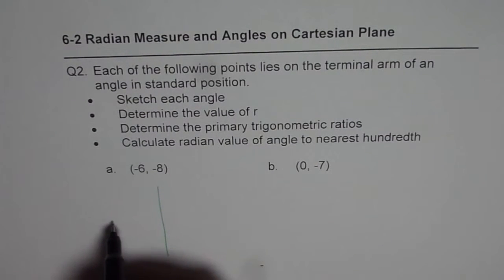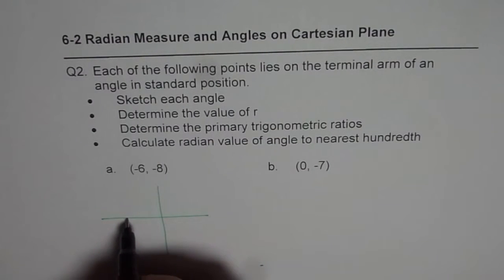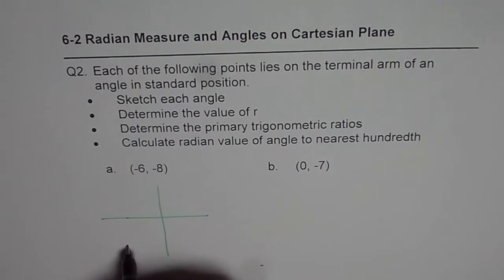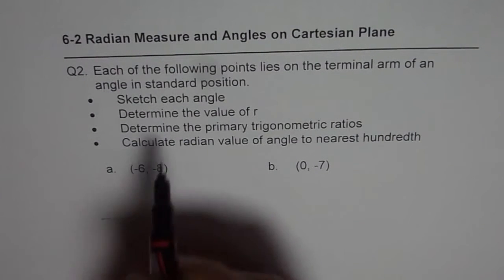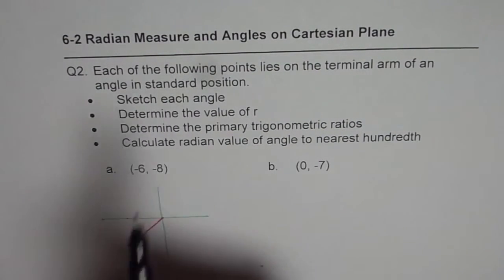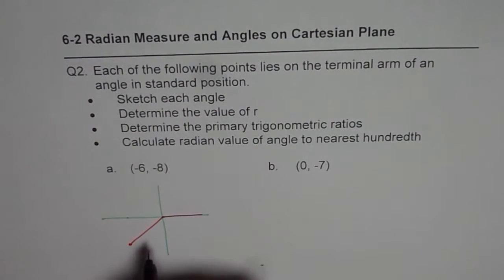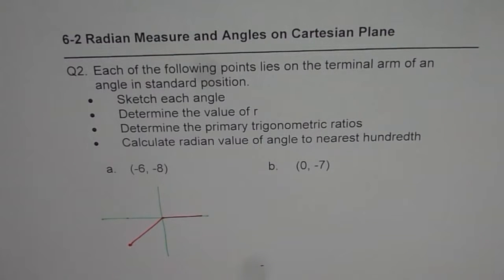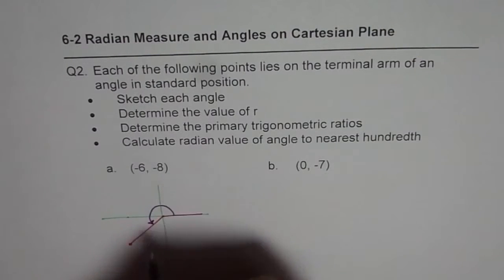So let's draw our Cartesian plane and plot the point (-6, -8). So the x value is negative. Let's say this is -6 and -8 will be here, right? So let's say that's our point of interest. So the terminal arm is going to be like this. So whenever we say standard position, that means the initial arm is along the positive x-axis. And therefore, the angle of interest is this angle, that is the principal angle for us.